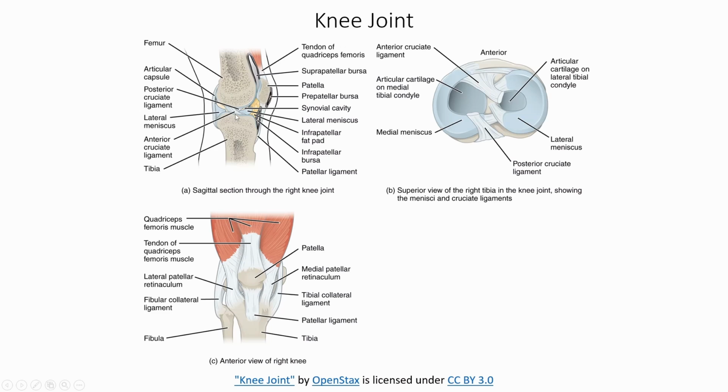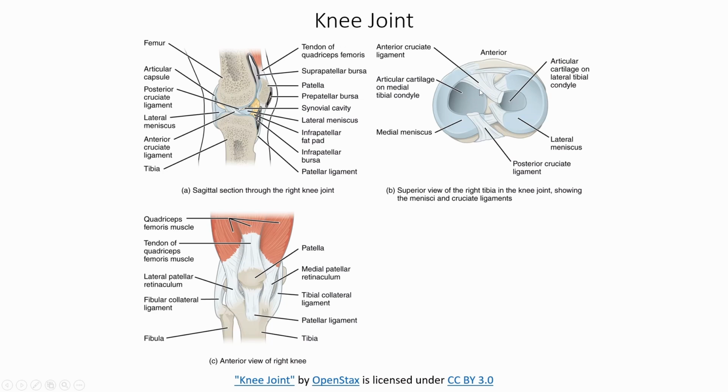So when you think ACL, you probably think of an athlete getting injured. So let's take a look down here so we can see the different ligaments. We have the fibular collateral ligament, which is going to link our femur to the fibula. We have our tibial collateral ligament, which is going to link the tibia to the femur. We have the medial patellar retinaculum, and then the lateral patellar retinaculum.